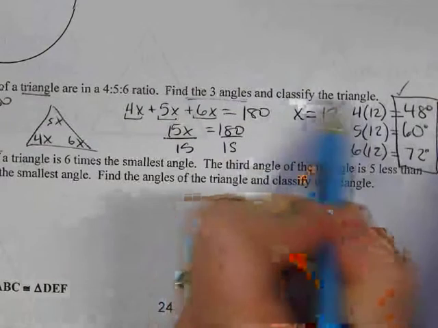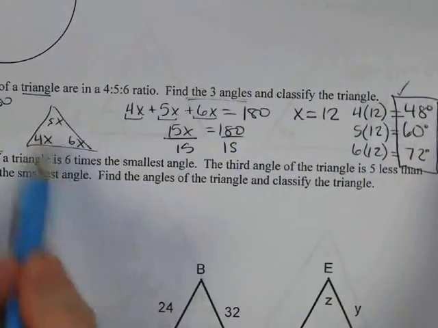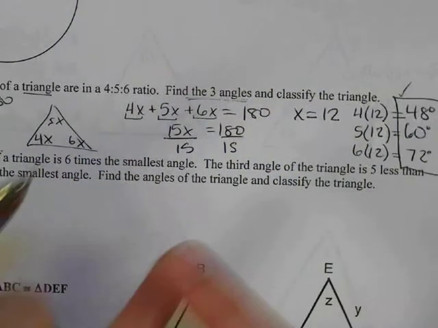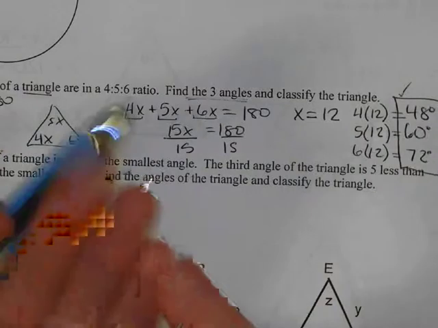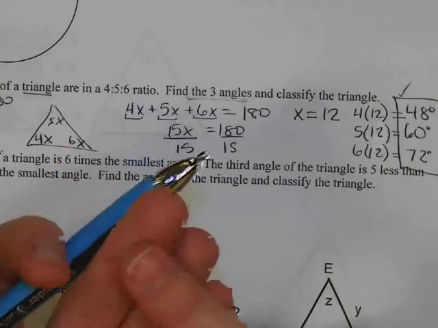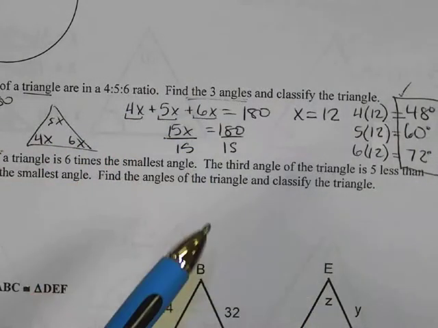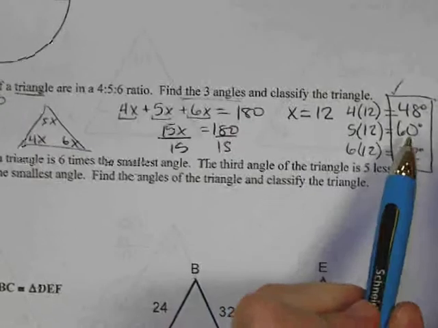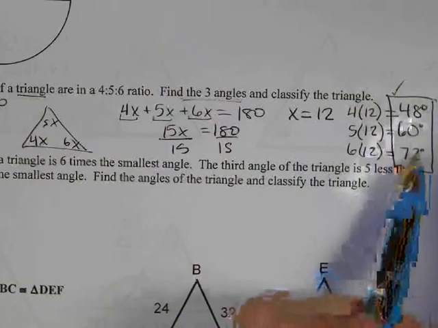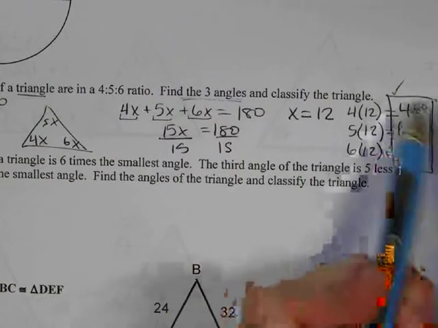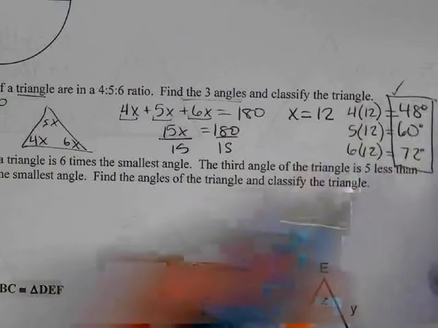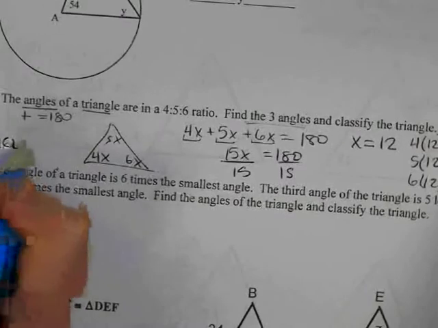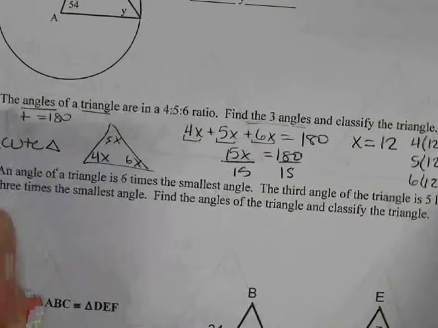The second part says to classify it. When you classify a triangle by angles, you either have acute, right, or obtuse triangles, or you could have equiangular. We do have one angle that's 60 degrees, but all the others are not also 60 degrees. But one thing I do notice is they're all less than 90, so I would call this an acute triangle.